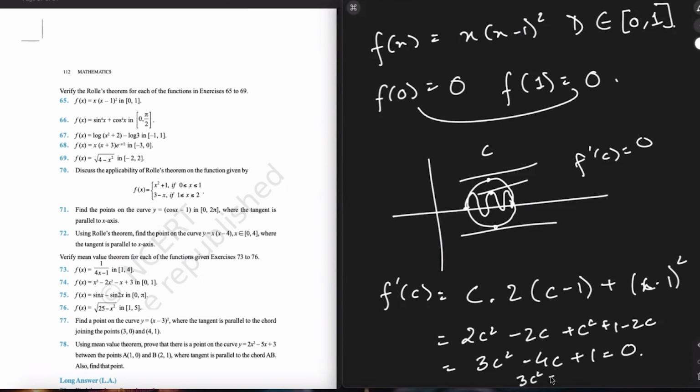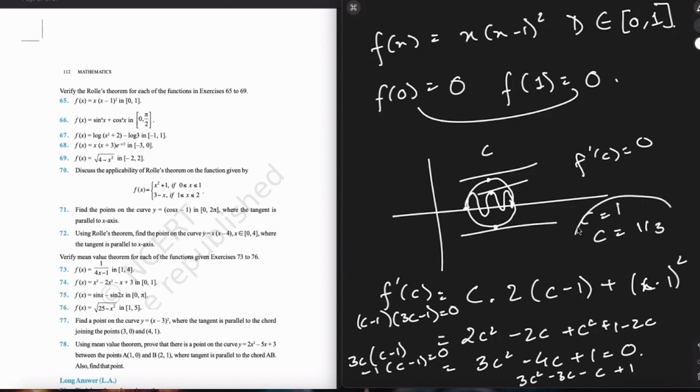So 3c square minus 3c minus c plus 1. Alright. So solving this, 3c times c minus 1 minus 1 times c minus 1 equal to 0. So c minus 1 and 3c minus 1. So I have got 2 points. C is equal to 1 and c is equal to 1 by 3, where f dash c is equal to 0. This is how you should implement Rolle's theorem.